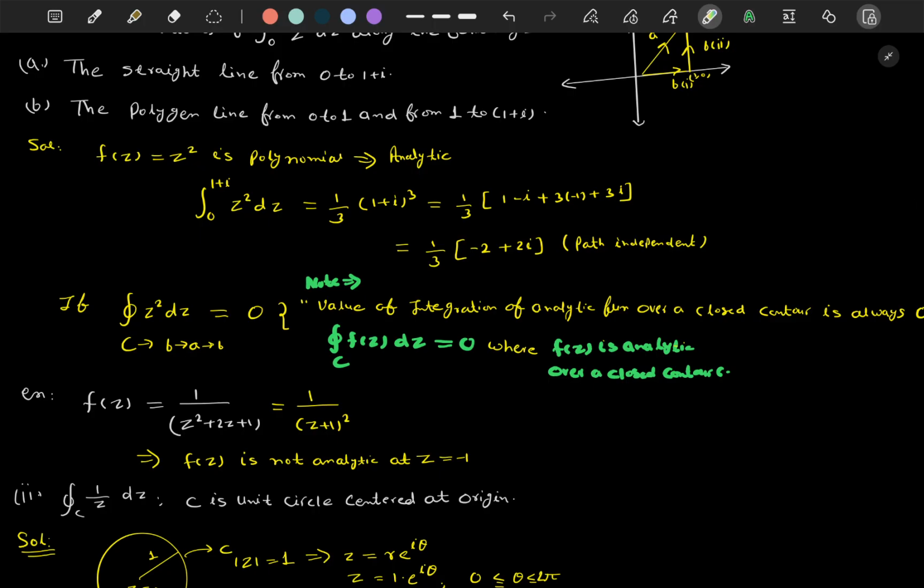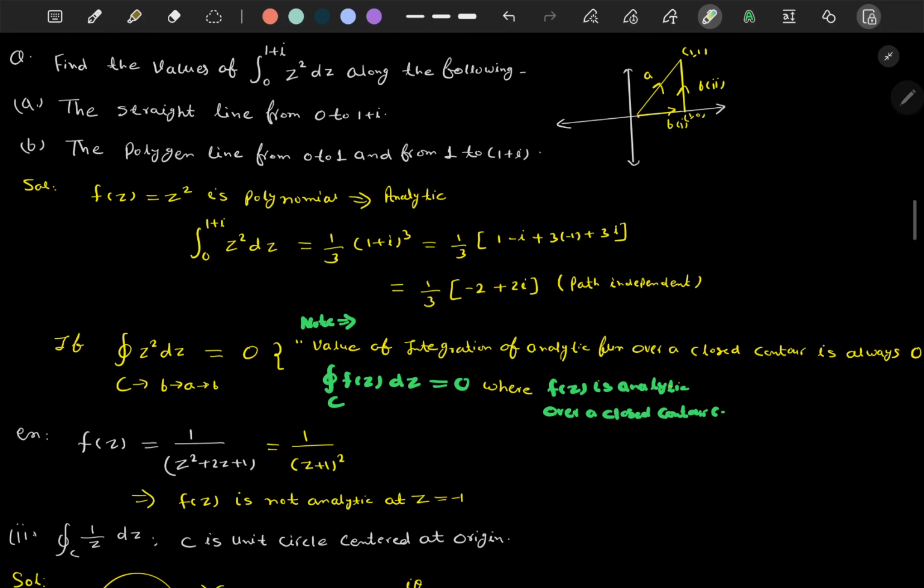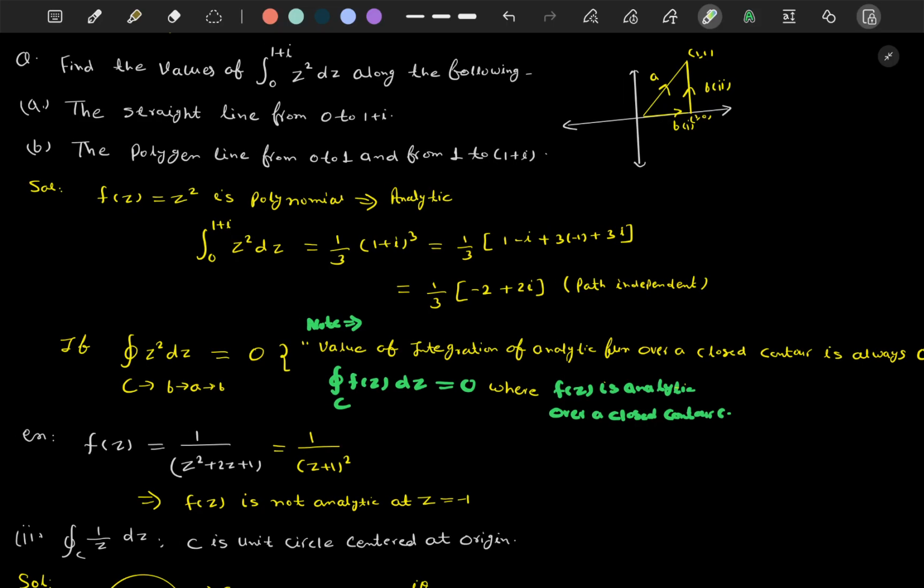Suppose it is a closed integration, meaning you start from here and come back, B to A and again to B. In this case, the value of the closed integration will be 0. The value of the integration of an analytic function over a closed contour is always 0. That is, the closed integration of f(z) dz over a closed contour C will always be 0, where the function f(z) is analytic over the closed contour.